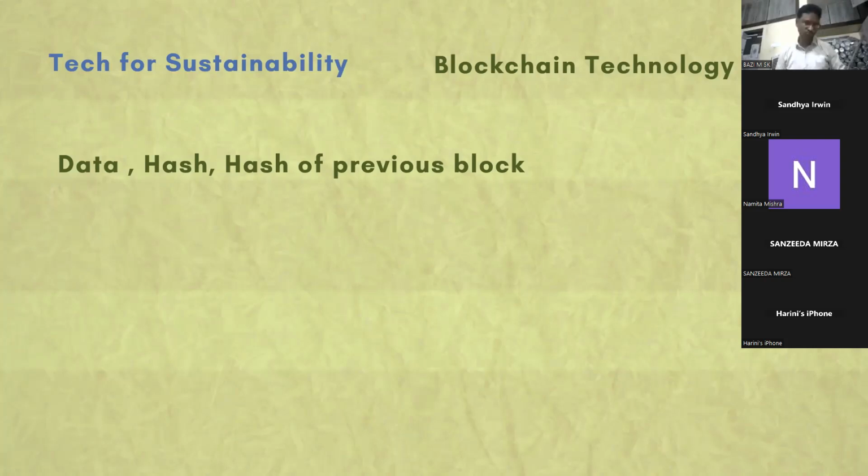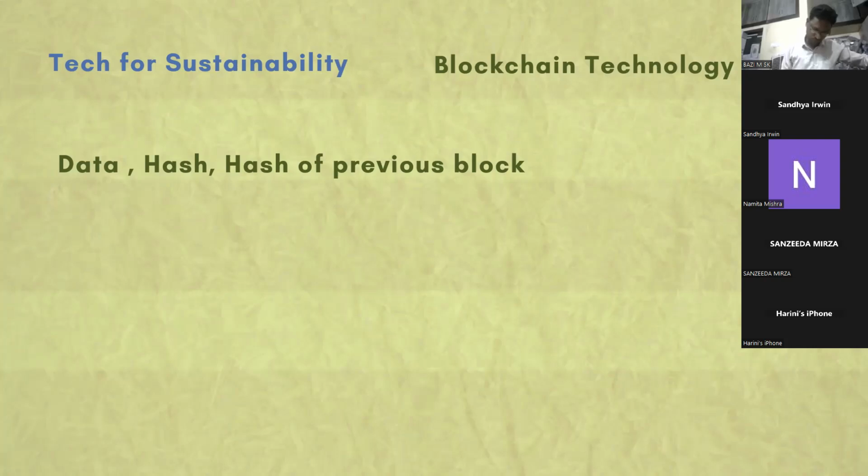And the third one, which is hash of a previous block, is nothing but that part connects to the previous block, which means, as I said, multiple blocks together make a chain. So I know this block is connected to my previous block when it has the same hash. Understand? If it doesn't have the same hash, then it doesn't belong in this chain.